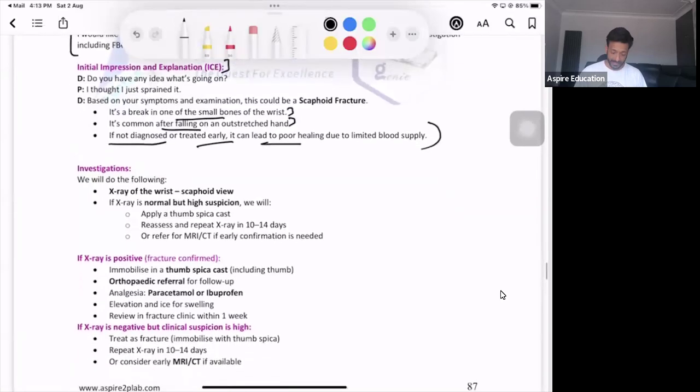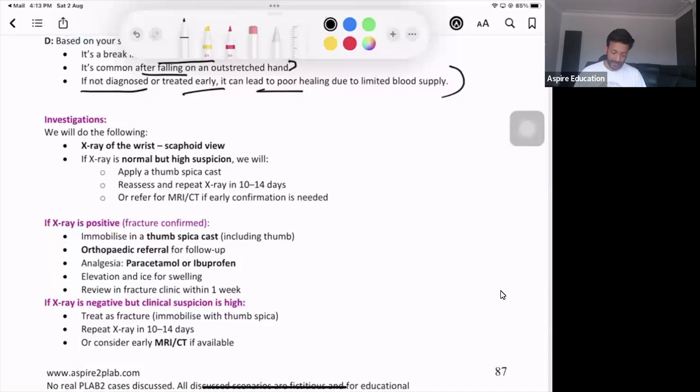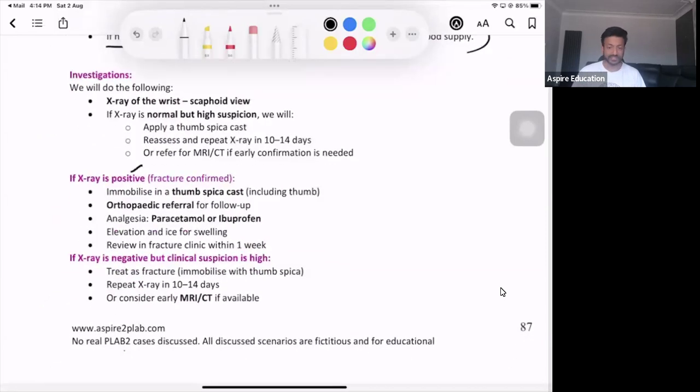So what we have to do is obviously the X-ray, and now see, the thing is, whether the X-ray is confirming your fracture or not confirming your fracture, to be honest, the treatment is no different. Treatment remains the same. If the X-ray is telling you it's a fracture, what will you do? Immobilize, obviously, with a thumb spica cast and orthopedic referral, and obviously the patient has got pain. That's my main thing. I'm going to do the pain management. I'm going to give paracetamol, ibuprofen, or whatever I need to give to my patient, right? Elevation, ice, and review in the fracture clinic within a week. So that is my management.